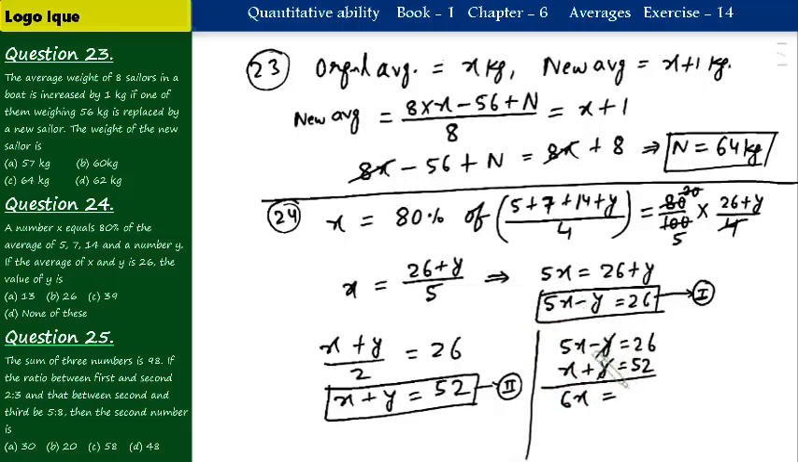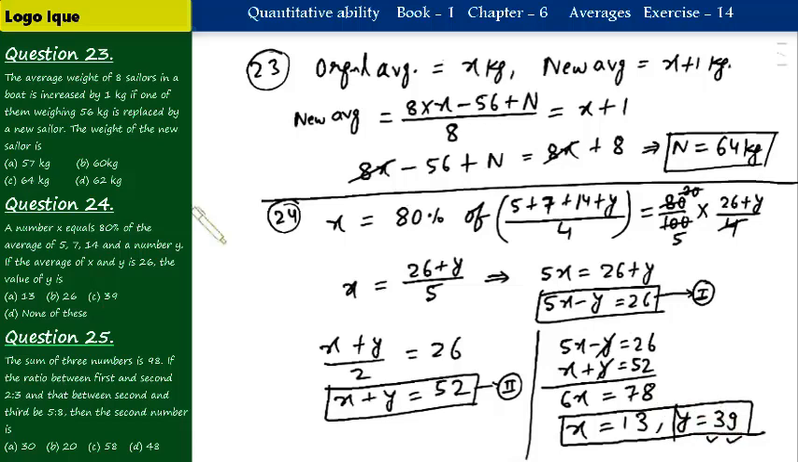Simply add them. So y gets cancelled and we will have 6x equal to 78. So x is equal to 78 by 6, that is 13. If you put the value of x equal to 13 in the second equation, y would be equal to 39. So the question is asking the value of y, which is 39, is the answer.